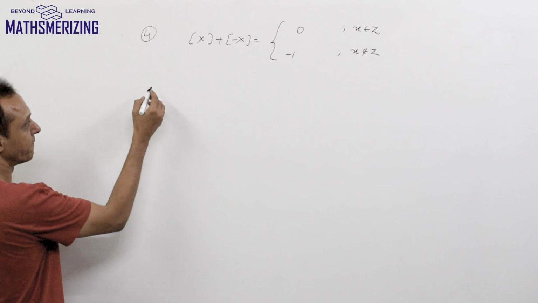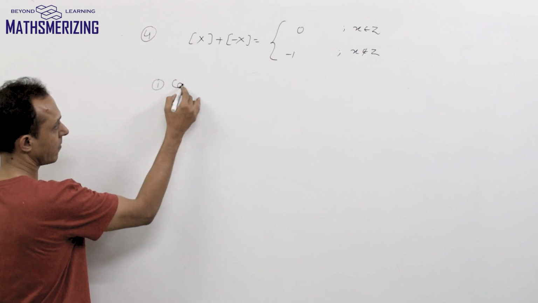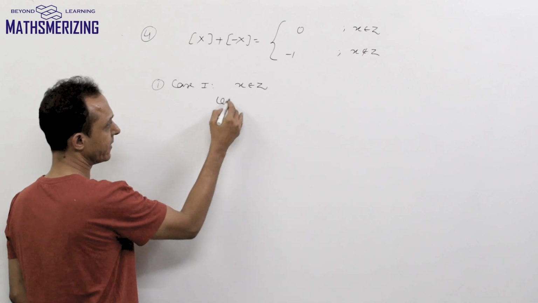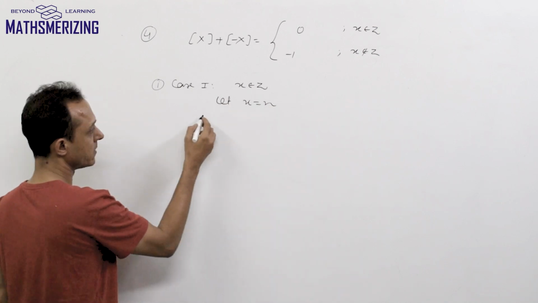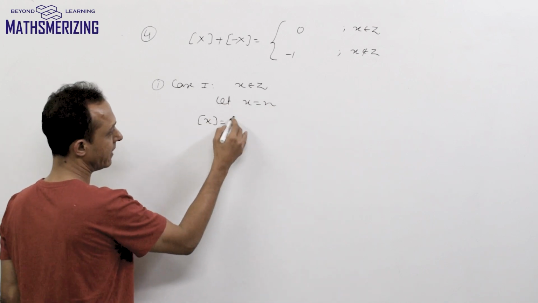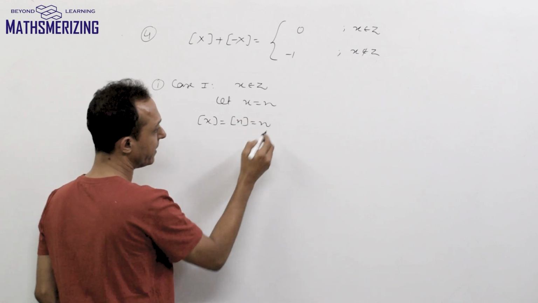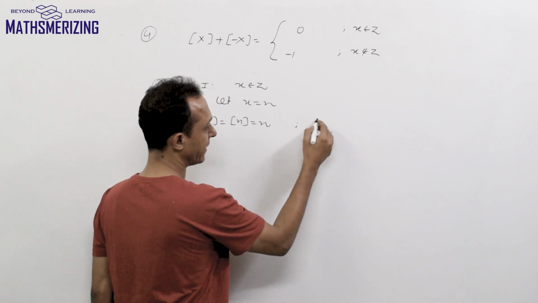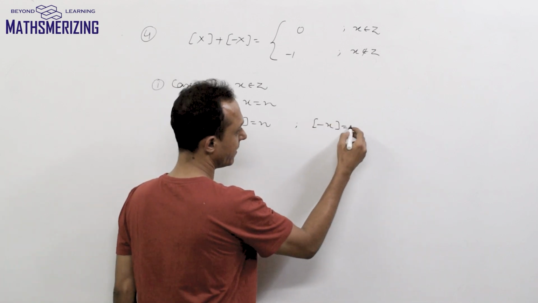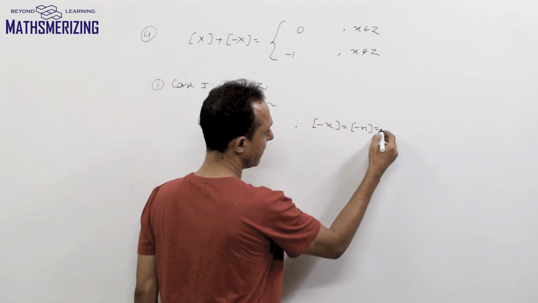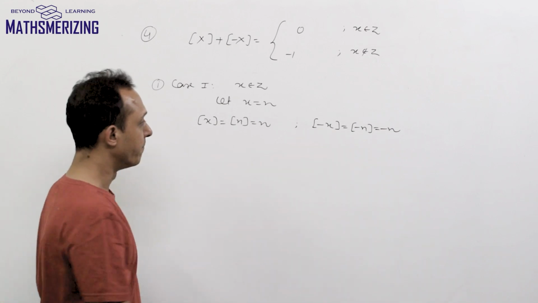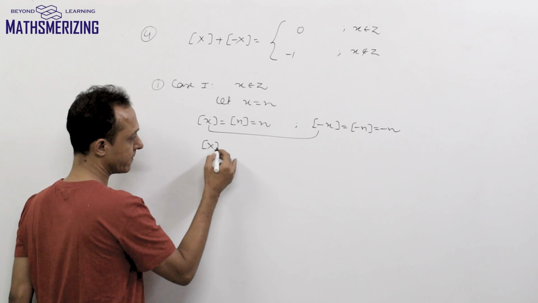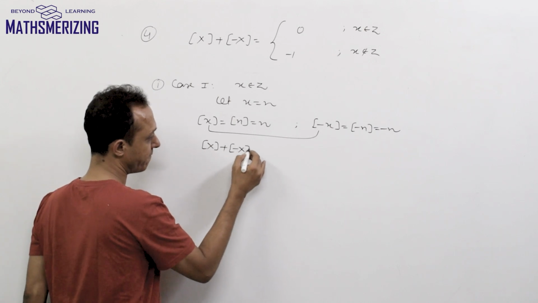Now say for example, for the first case, suppose x is an integer, suppose x is n. So the greatest integral function of x will simply be the greatest integral function of n, and it being an integer, this value will be simply equal to n. Then the same way, the greatest integral function of minus x will be the greatest integral function of minus n, and it will simply be minus n. So if I add them up, I can write the greatest integral function of x plus the greatest integral function of minus x.